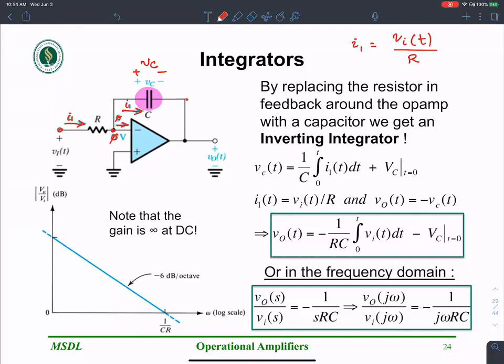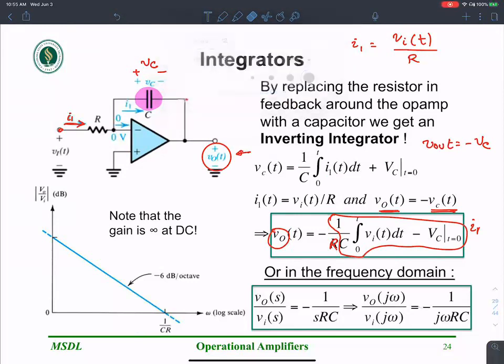Now, pay attention to the fact that V output is exactly the opposite: negative V output is negative VC, because it is looking from the other side of the capacitance. So if this voltage is plus VC, then this voltage is going to be negative VC. We pick up a negative sign when we look at the output voltage here. So the output voltage is negative times VC of t. I can express V output to be the negative integral of I1 of t, that is, Vi divided by R. So that's the idea of the integrator.